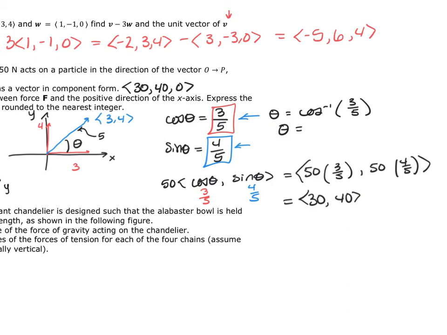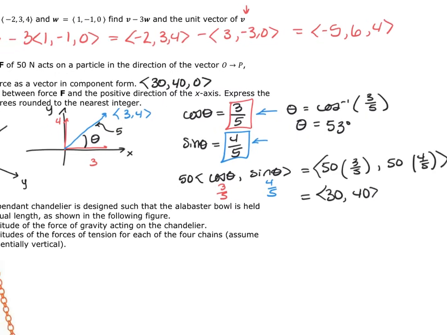And of course I'm not, I'm in radians. So let me go ahead and change that. And I'm going to do the cosine inverse of 3 divided by 5. And I get theta to be, and they want it to the nearest integer, so I get theta to be 53 degrees. All right, so those are my answers for that.